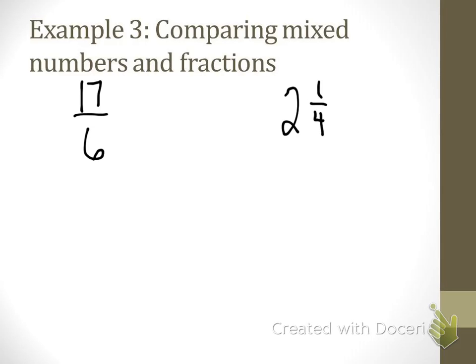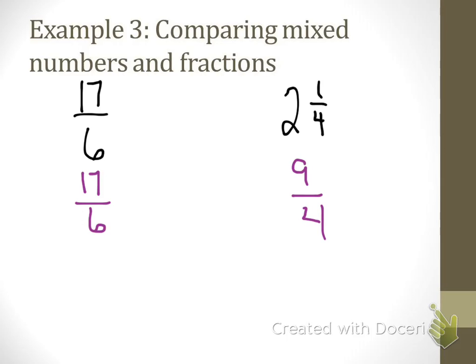So I would encourage you, and let's all stay on the same page: whenever we're comparing improper and mixed fractions, let's go ahead and write them as improper fractions. Since we're going to do that, we need to convert 2 1/4 to an improper fraction. What will it be? 9/4. It'll be 9/4.